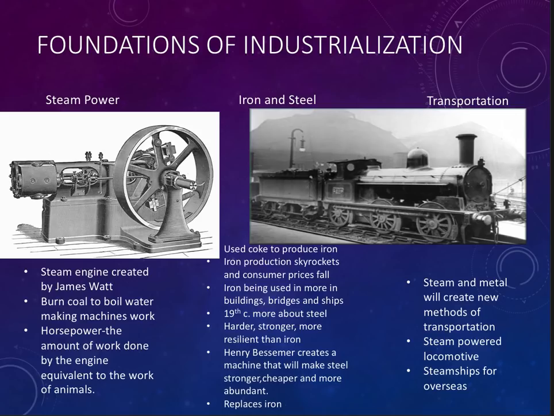Iron and steel. So they begin to use coke, and coke is just a very refined coal. Like you take out all the impurities of coal, and coke is like the pure source of it. So they're going to use coke to produce iron, and iron will become one of the main metals of use, especially in the 18th century, in the 1700s. And the production of it is going to skyrocket.